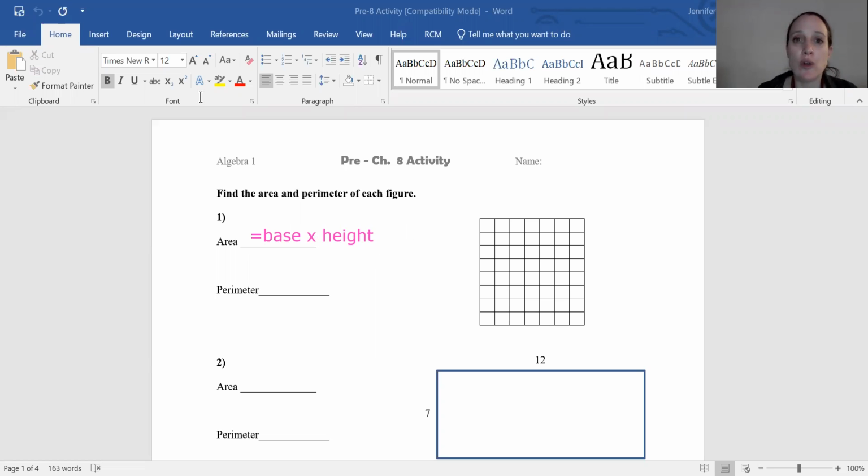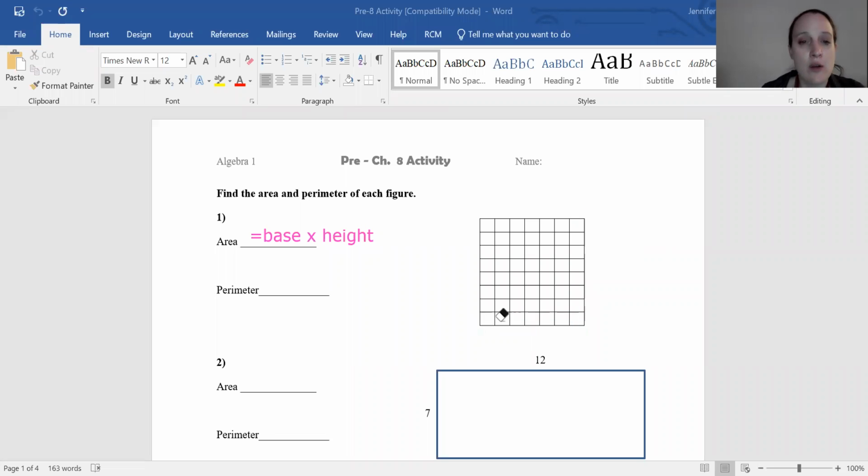And so you're going to be looking at this guy. That's the base. How long is that base compared to its height? We have height here and base here. Find out what that base and height is, go ahead and multiply it, and put your answer there.